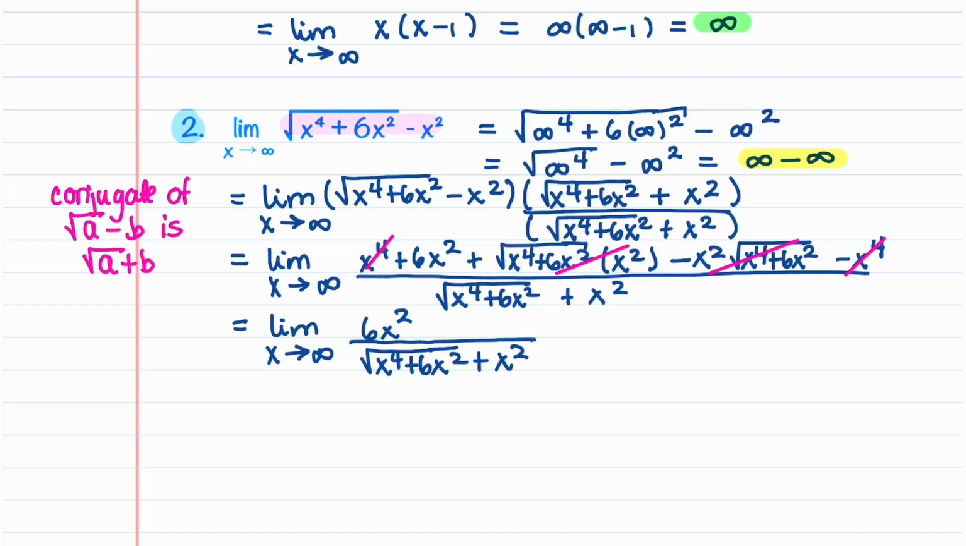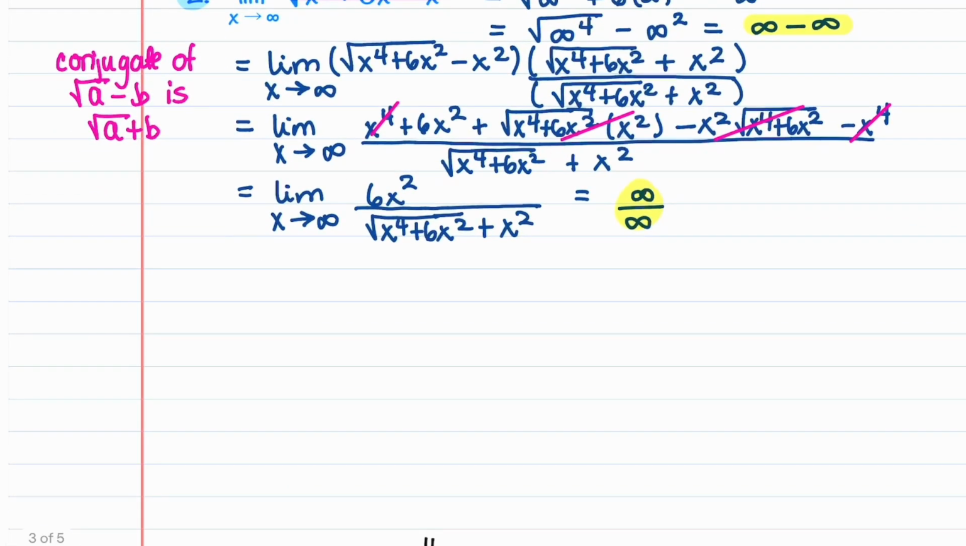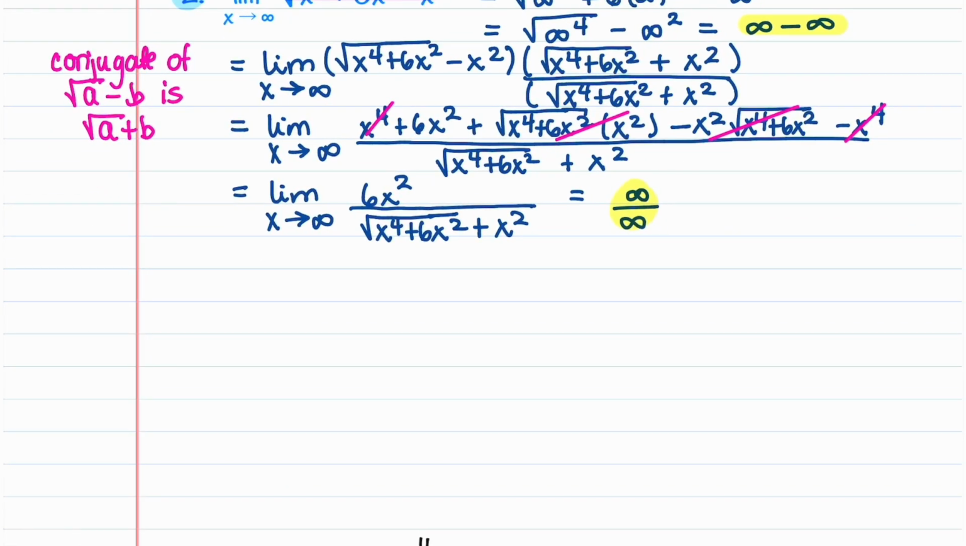Now we're going to have to plug in infinity again and see what we get. When we plug in infinity, on the top we're going to get infinity, and on the bottom we're going to get infinity. So now we have another indeterminate form, infinity divided by infinity. We just talked about this form, so we know exactly what to do. We are going to divide by the highest power of x in the denominator, and that's going to be x squared, which is the same thing as the square root of x to the fourth. So we're going to divide the top and the bottom by x squared.